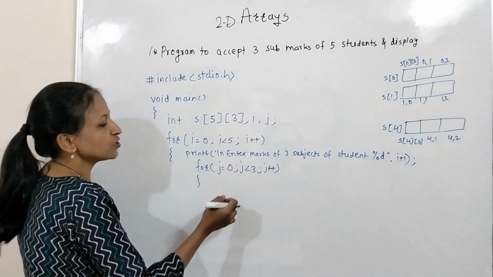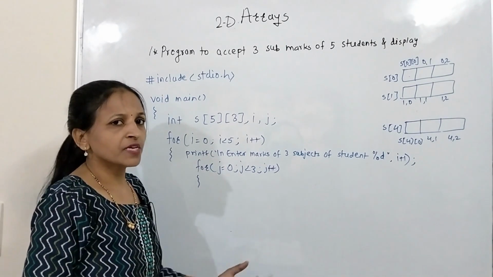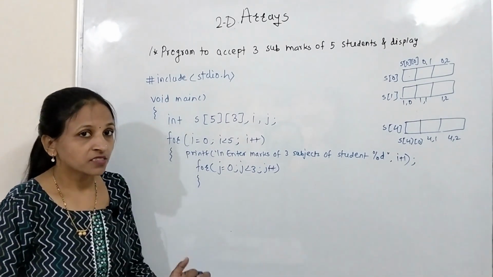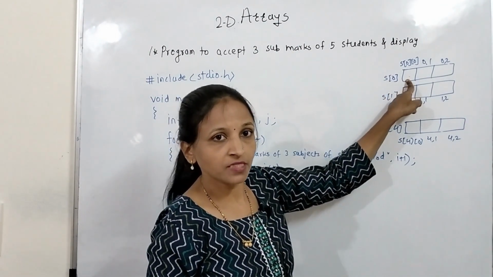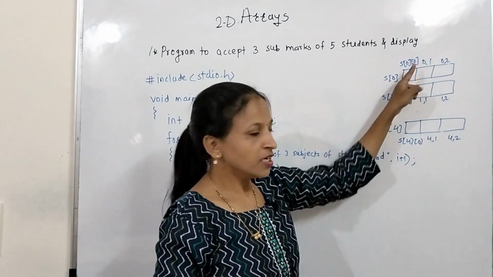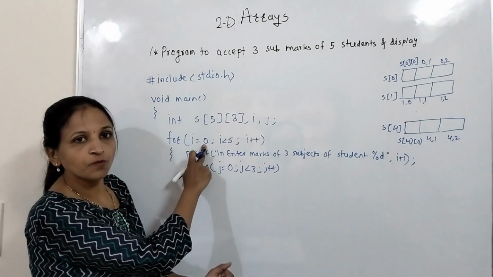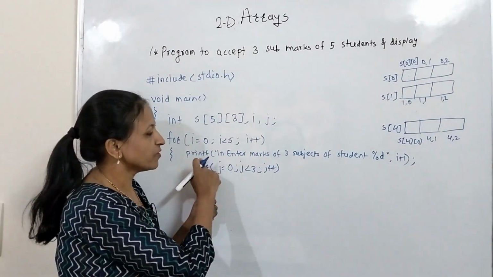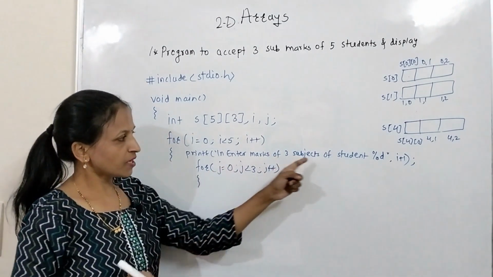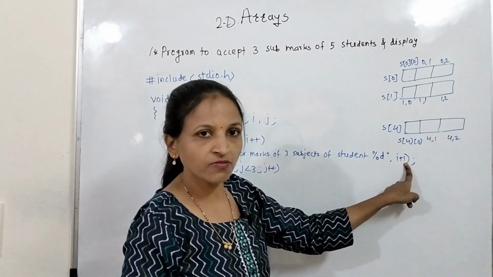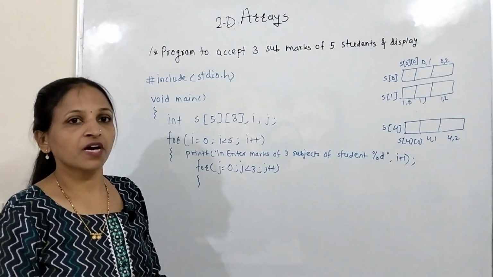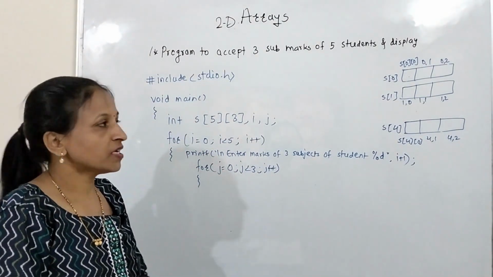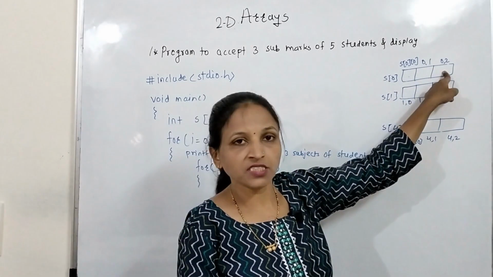Now see, for j equals to 0, j less than 3, j plus plus. Now what should be done here? See, we have to accept this element, 0, 0. Here at this place i is 0. Whenever control will come here, first it will display the message enter marks of 3 subjects of student i plus 1, means 0 plus 1 means 1. Then user will enter 3 subject marks of that first student.